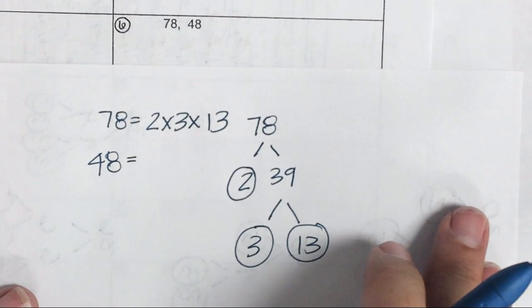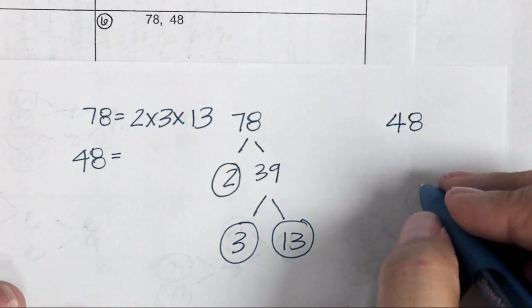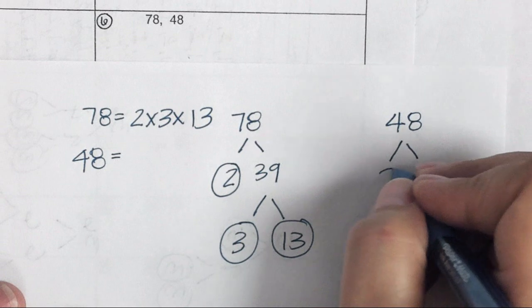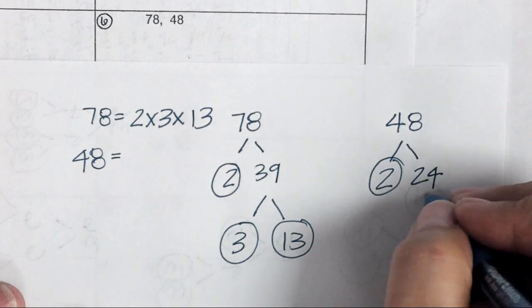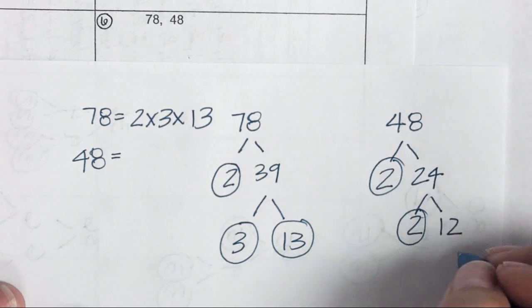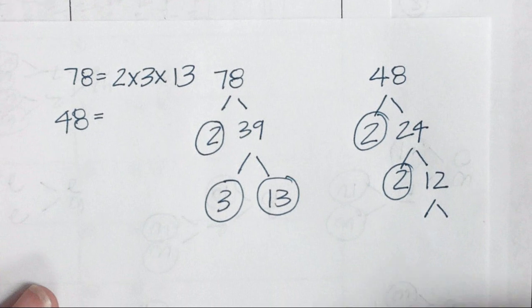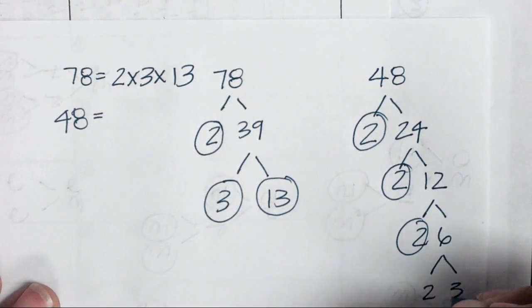All right, let's try 48. How can we multiply to get 48? 2 times 20... 24. Okay, so 2 is prime. What about 24? 2 times 12. Okay. And what about 12? 2 and 6. What about 6? 2 and 3. Woo, this one's making a long one.